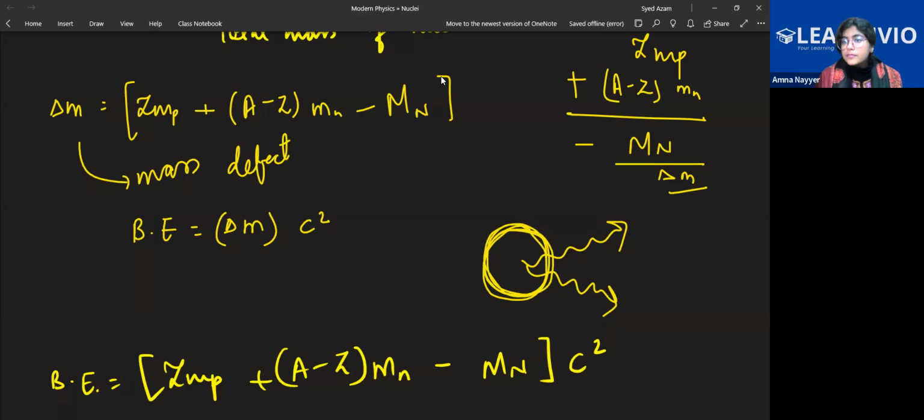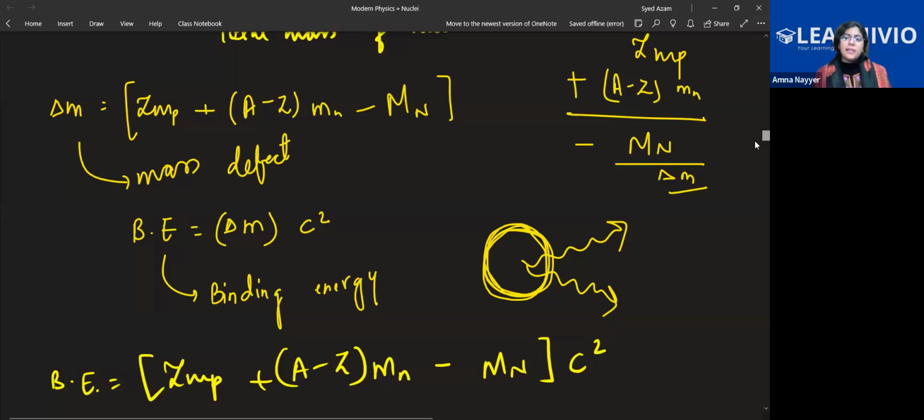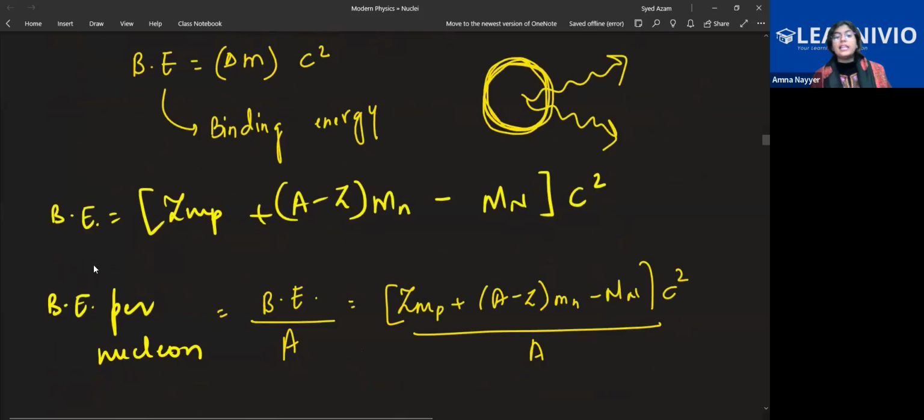So how to calculate binding energy? Take the square of the speed of light, that is c square, and calculate the mass defect. Then multiply the mass defect with this speed of light square. This is the binding energy. Now, if I multiply this whole formula with c square, I'll get binding energy.